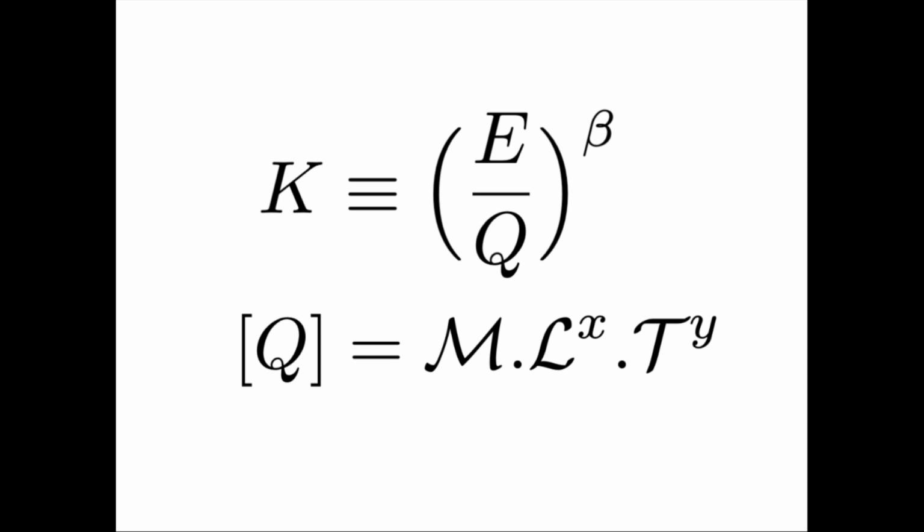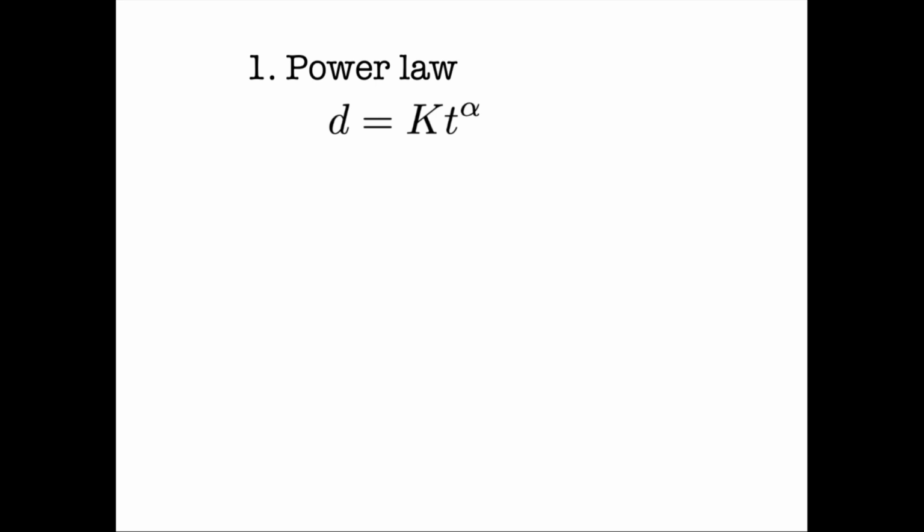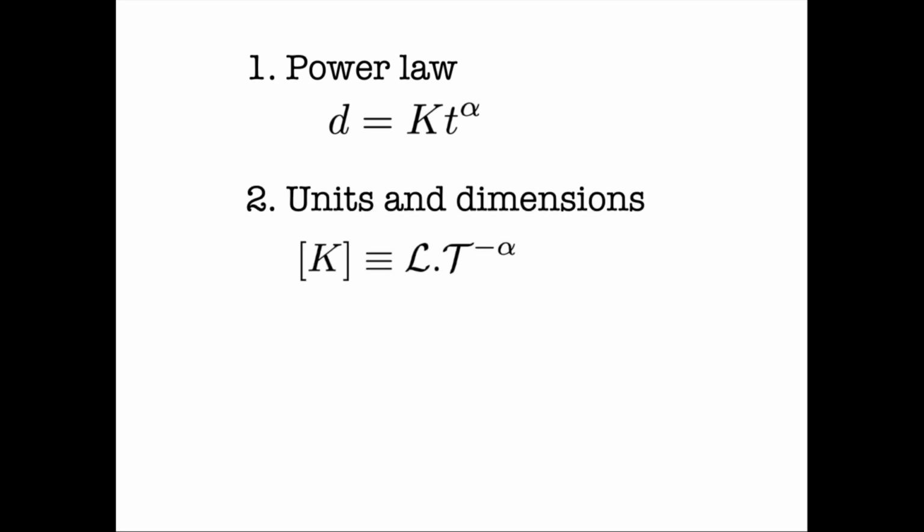So let's recap. The observation is that the data pretty much follow a straight line in log scale. So they seem to agree with the power law, d equal to k times t to the power alpha. If we assume that the size and time have different dimensions, capital L and capital T, then the dimensions of k are L T minus alpha.